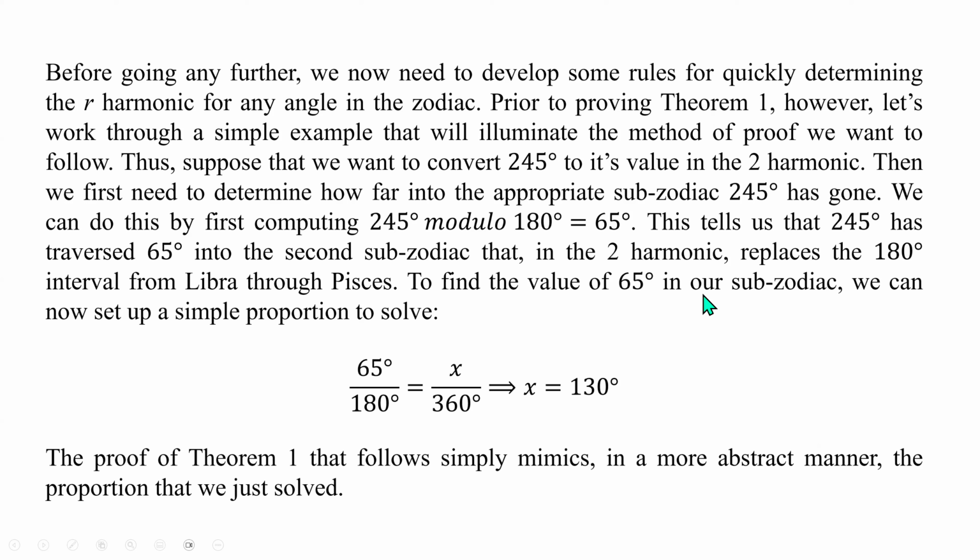To find the value of 65 degrees in our sub-zodiac, we can now set up a simple proportion to solve. We'll have that 65 degrees is to 180 degrees as x is to 360 degrees. Solve this proportion and we get that x is 130 degrees. Okay, the proof of theorem one that follows simply mimics in a more abstract manner the proportion that we just solved.